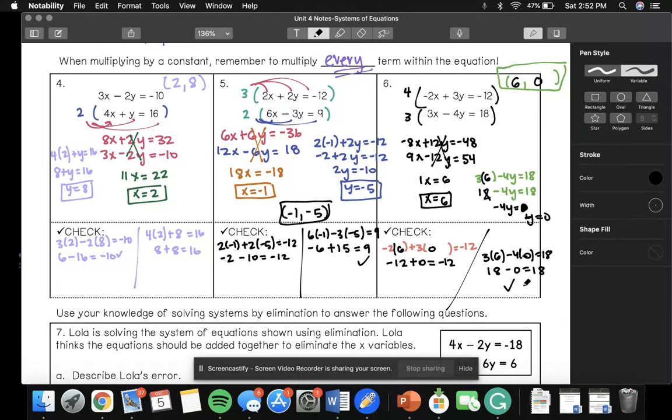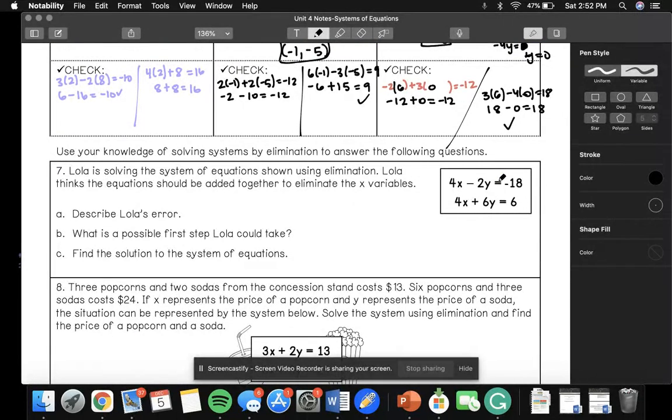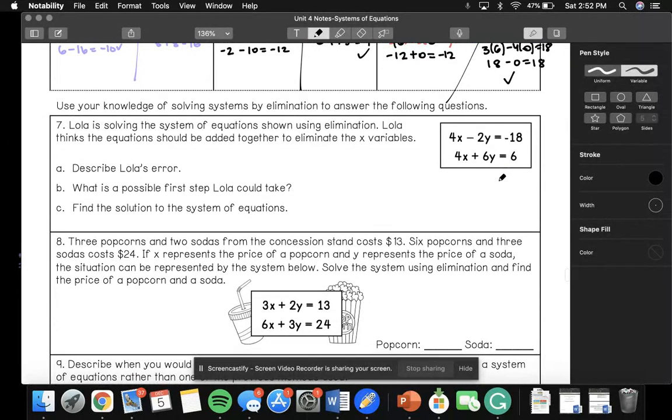So that is just a great reason why we should probably check our work every time, because it's not like I don't know what I'm doing if you just sometimes make a little calculation mistake or make 2, you know? All right, Lola is solving a system of equations by using elimination.